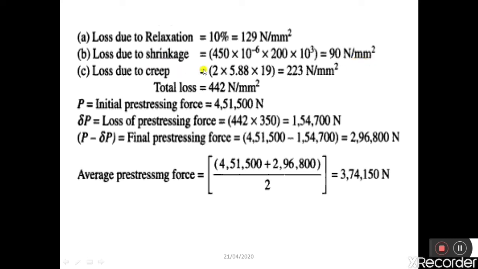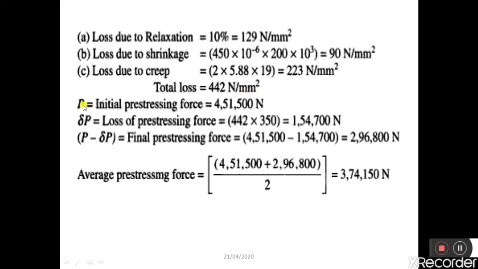So loss due to creep. We know that the loss due to creep formula is C M Fc, where C is creep coefficient, M is modular ratio, Fc is compressive stress in concrete. So substituting the values of C, M and Fc, we will get loss due to creep equal to 223 Newton per mm square. Therefore, total losses in prestress is equal to 442 Newton per mm square.